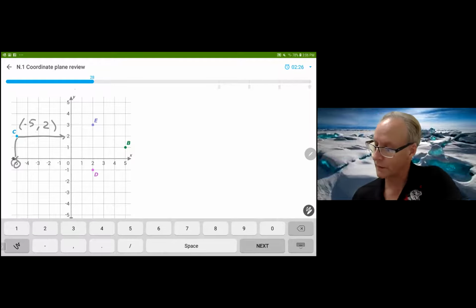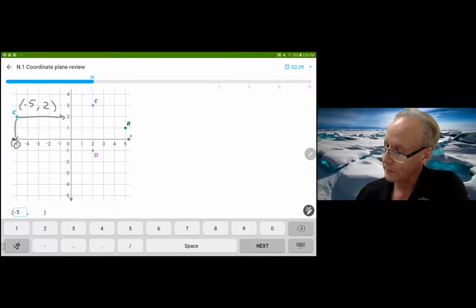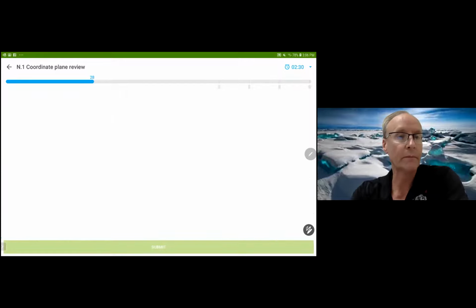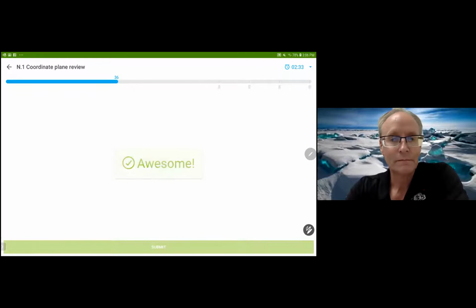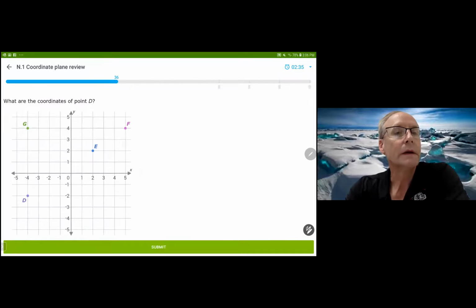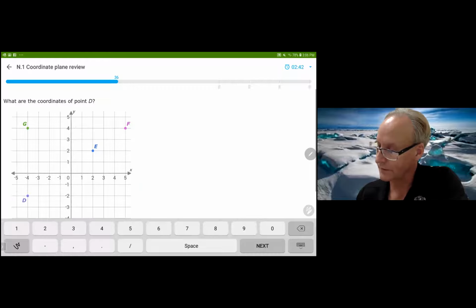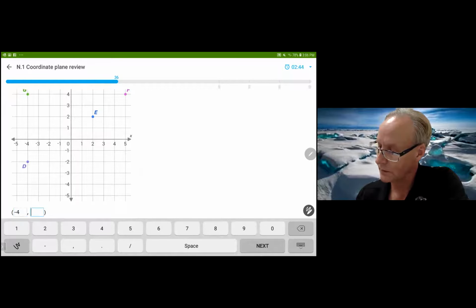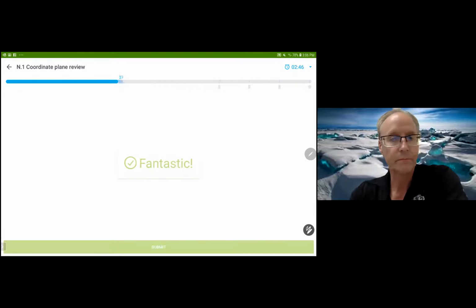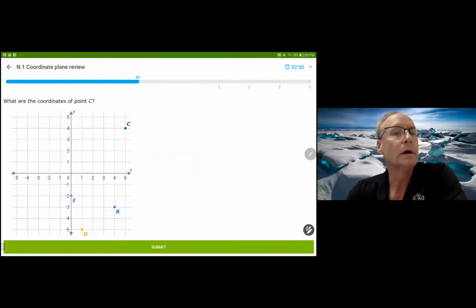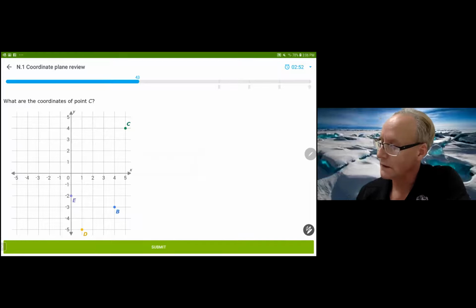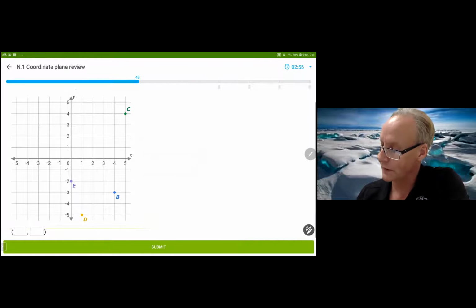I'm going to drop my pencil. -5, +2. There we go. Now this time, what are the coordinates of point D? So it's going to be -4, -2. Hopefully you can see them now. And what are the coordinates of point C? 5 for x, 4 for y. That'd be 5, 4.